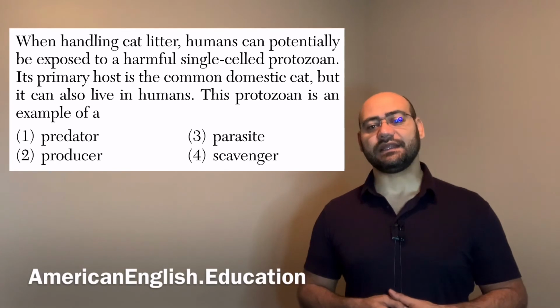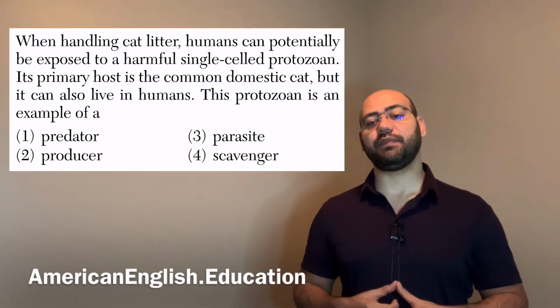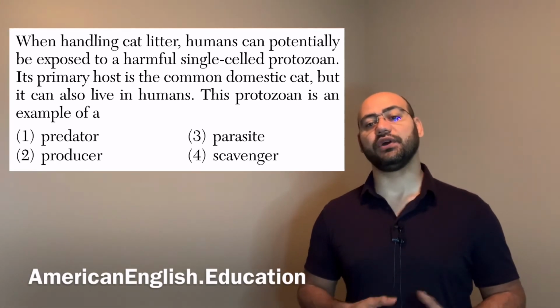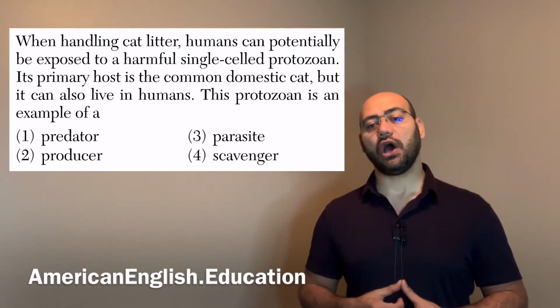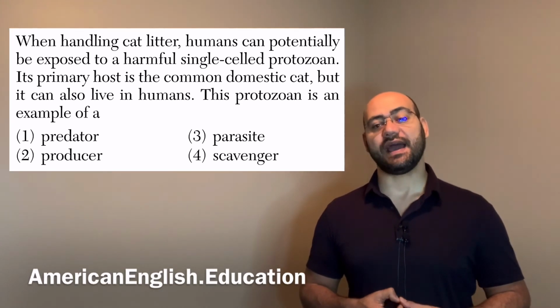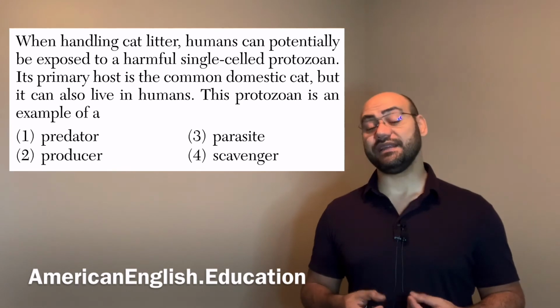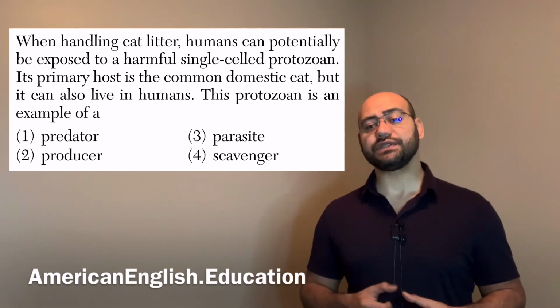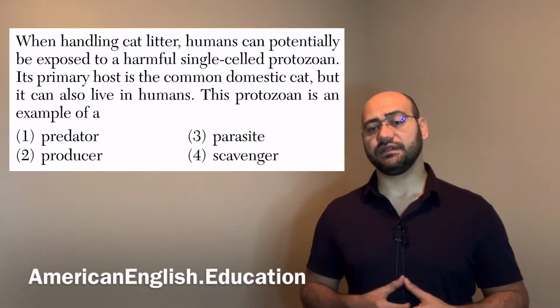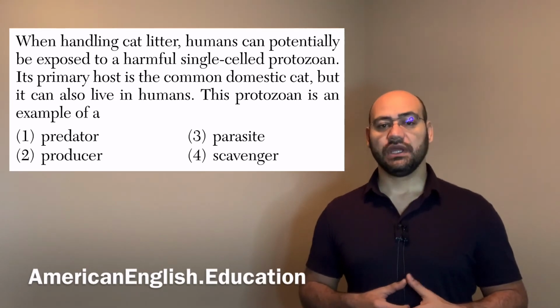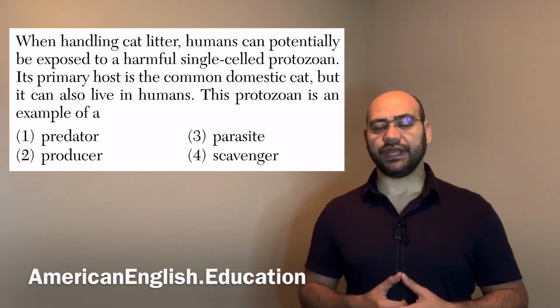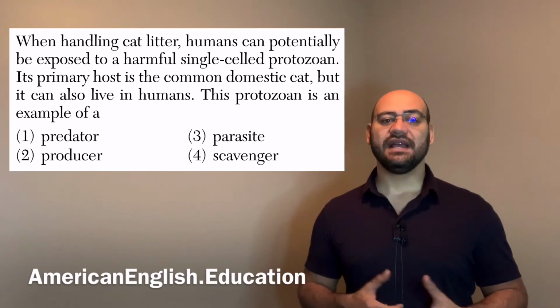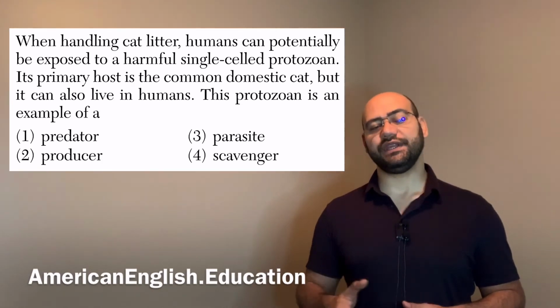When handling cat litter, humans can potentially be exposed to a harmful single-celled protozoan. Its primary host is the common domestic cat, but it also can live in humans. This protozoan is an example of 1. Predator, 2. Producer, 3. Parasite, 4. Scavenger. Now let's go over these options.